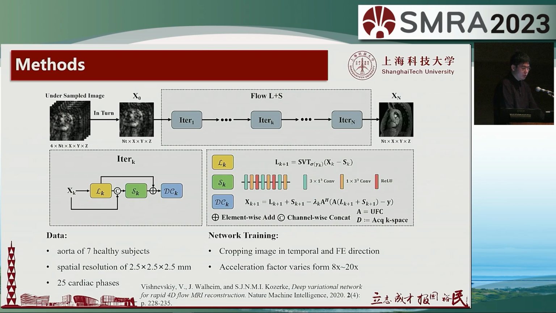We use a total of 744 data of ELTA provided in the paper of flow variational network, 6 of which were used for leave-out cross validation and 1 for test. During network training, the whole 4D flow data was cropped in the temporal and frequency encoding direction, and (2+1)D convolutions were used to reduce memory consumption. And the acceleration factors varied from 8 to 20 times using a variable density sampling mask.